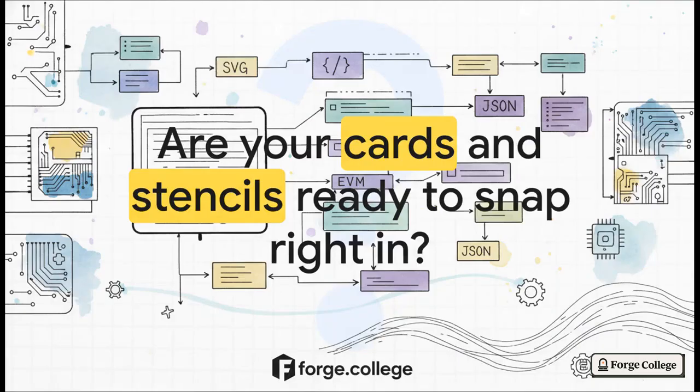So here is the final question for you. Are your optimization cards and stencils rigorous enough to snap seamlessly into an enterprise-grade EVM execution flowchart? Or are you still relying on that trust me bro engineering? Take the time to polish those JSON manifests and SVGs.